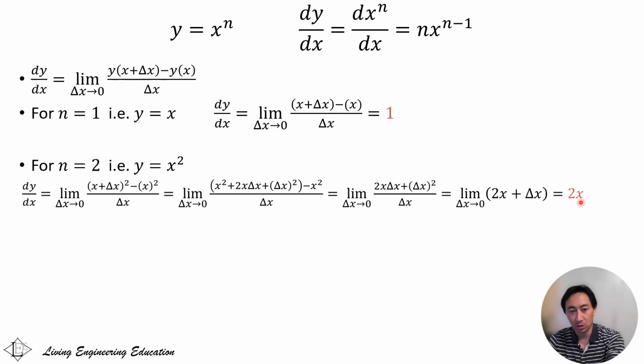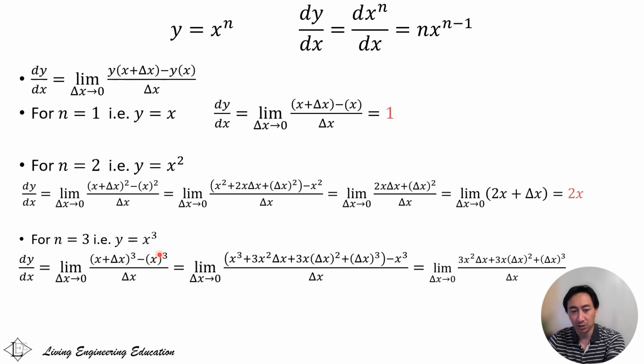Okay, let's do it for n equals 3. N equals 3 is my cubic function, and we know we're going to expect this to be n, which is 3, times x to the 3 minus 1, or x squared. So we expect the derivative of this to be 3x squared. So let's take a look at what the equation gives us.